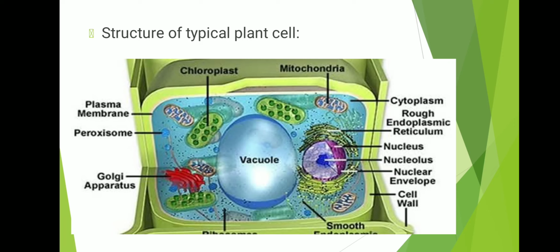Here we have a typical plant cell, where we can visualize chloroplasts, organelles, the plasma membrane, cell membrane, and nuclear envelope. The nucleus is on one side, but looking at this diagram, we have a large vacuole.